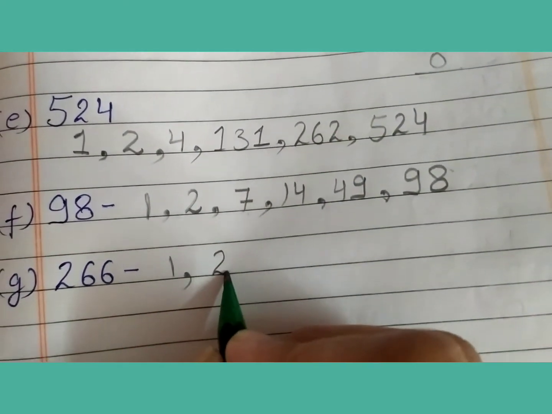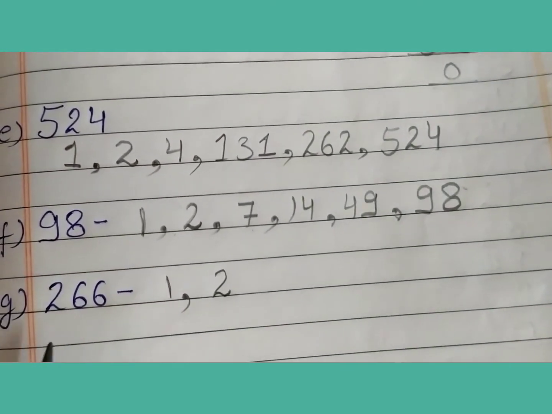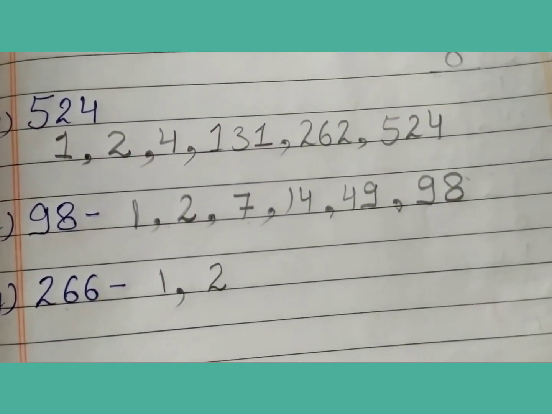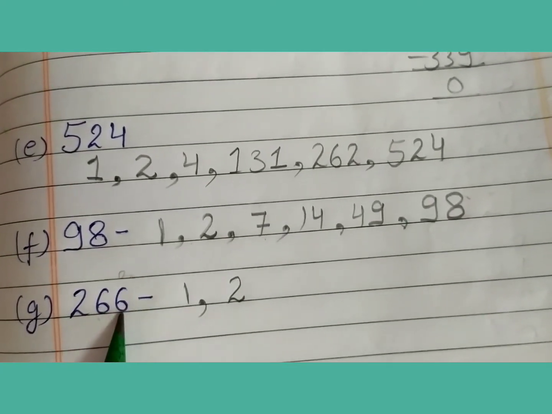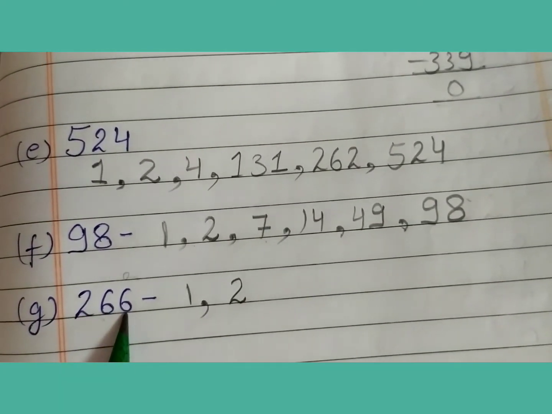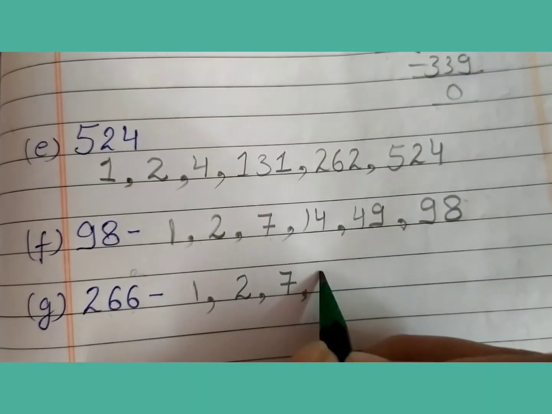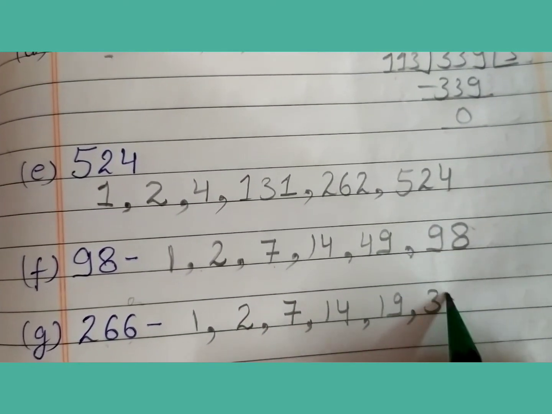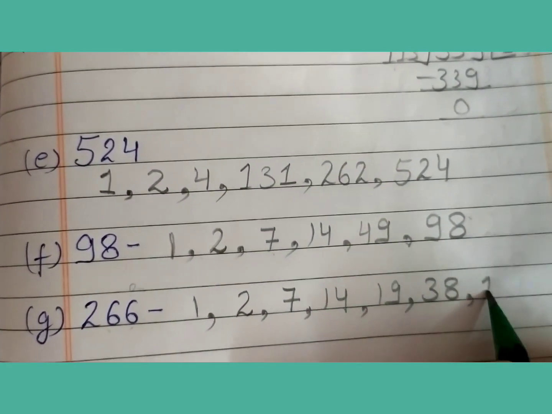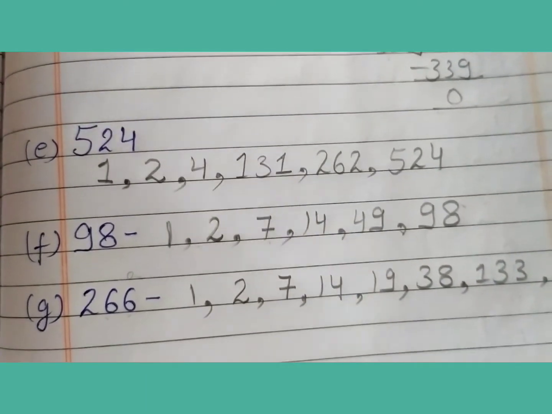266. 2 is a factor of 266, because 266 is exactly divisible by 2, and on the place of ones 6 is present, and 6 is an even number. Next factor is 7. Next is 14, 19, 38, 133, and last is 266.